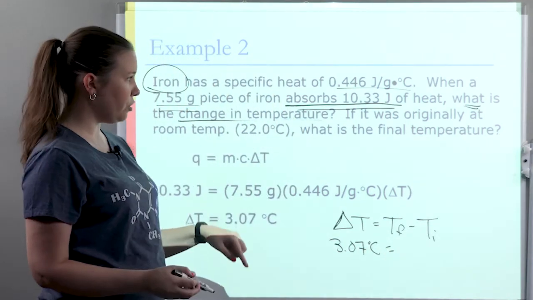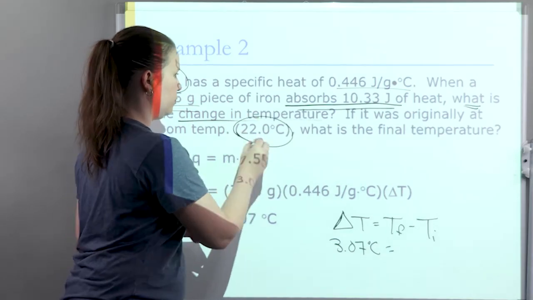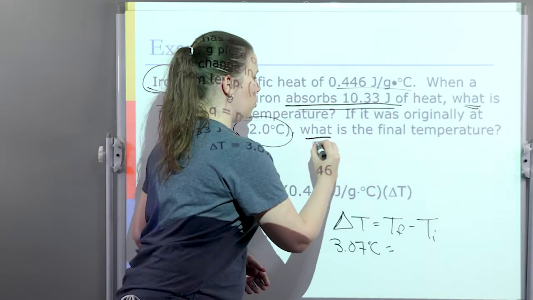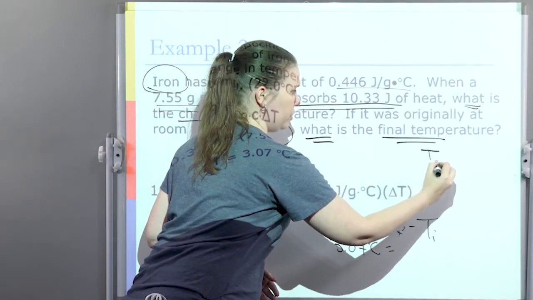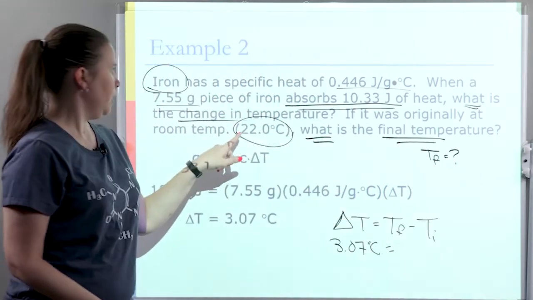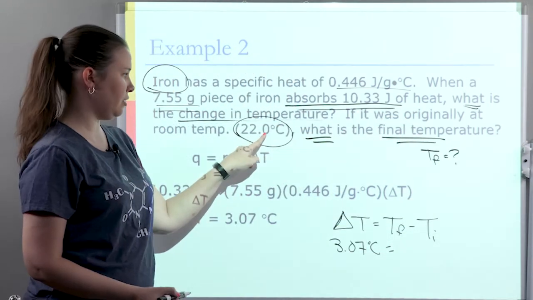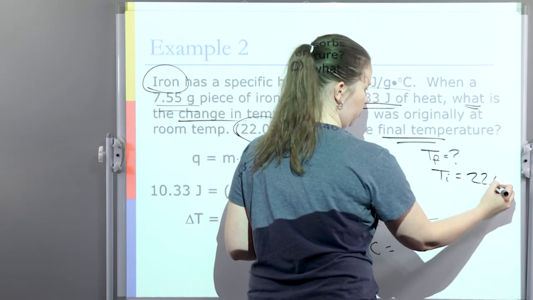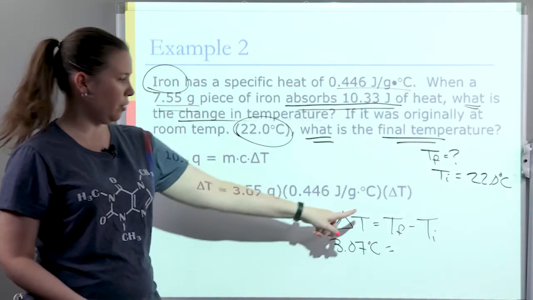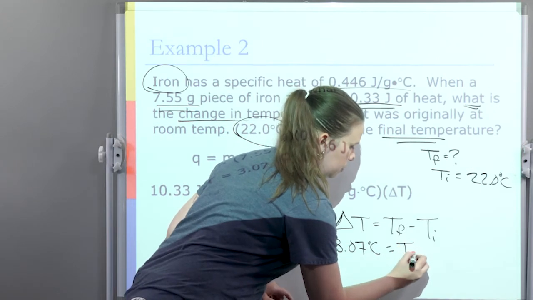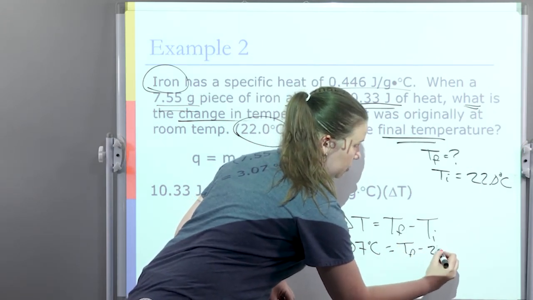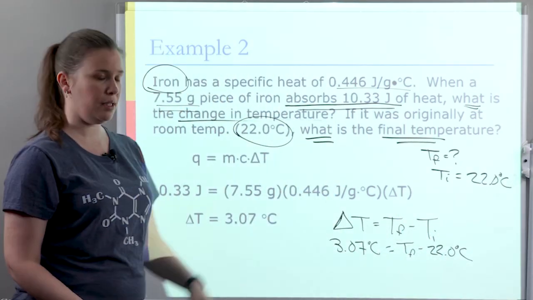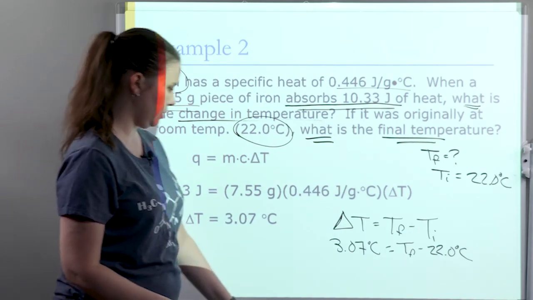Let me rephrase that. Which one are we looking for? The final temperature or the initial temperature? We've got what is the final temperature. So that means I have TF as a question mark. And then it says originally, which is a hint that this is the TI, the 22.0 degrees Celsius. So then I'm going to keep TF as the variable, my unknown, and set this up as minus 22.0 degrees Celsius. So the question is, what minus 22 degrees Celsius gives you the 3.07 degrees Celsius?